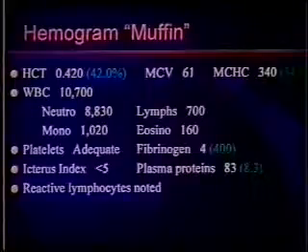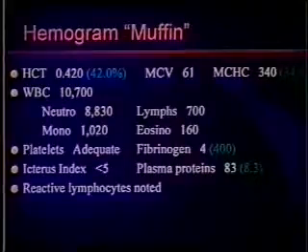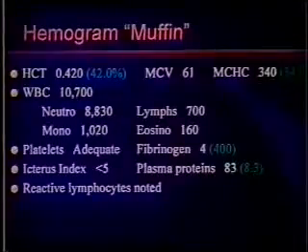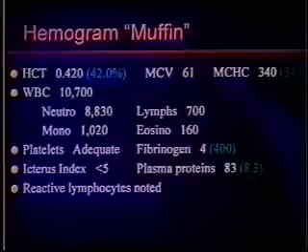Her hematocrit showed a normal red cell count at 42%, normocytic, normochromic. White cells, 10,700, nothing to write home about there. Platelets were adequate, fibrinogen slightly elevated at 400 milligrams per deciliter. Her proteins were a little bit on the high side at 8.3, but not as dramatic as those that we saw with multiple myeloma or Ehrlichia.